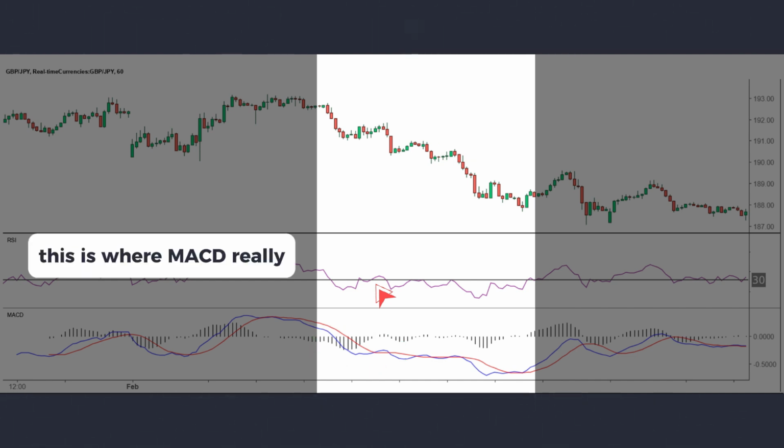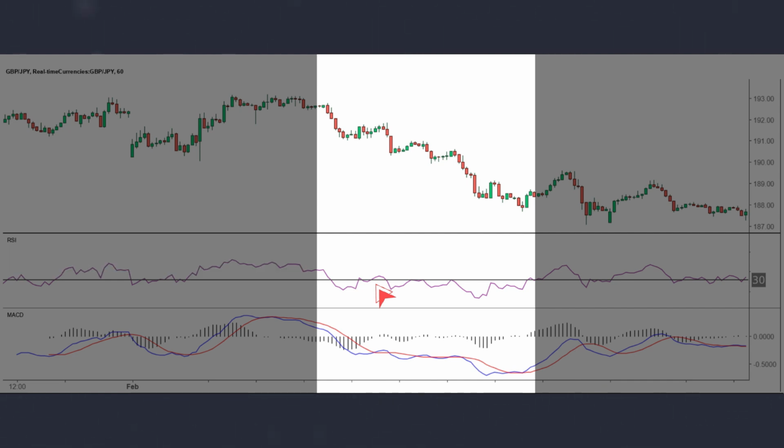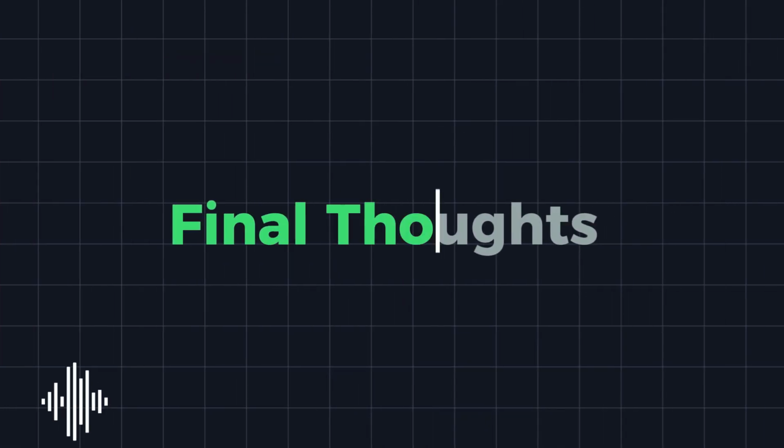This is where MACD really shines, by acting as a filter. While RSI is faster but more sensitive, MACD waits for stronger confirmation, helping you avoid bad trades. Conclusion: so, which one is better? Final thoughts. Which one is better, RSI or MACD?